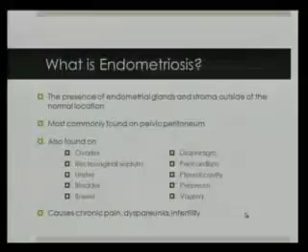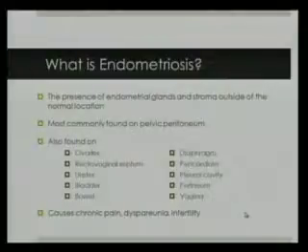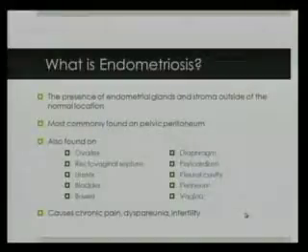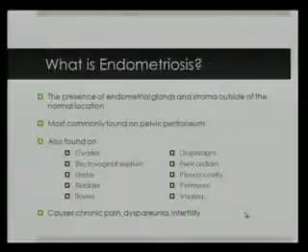Okay, so we'll start with what is endometriosis. So basically, it's the presence of endometrial glands and stroma outside of the normal location. These implants are typically located in the pelvis, but they can occur at multiple sites, including the ovaries, the rectovaginal septum, ureter, bladder, bowel, diaphragm, pericardium, pleural cavity, vagina, all over.